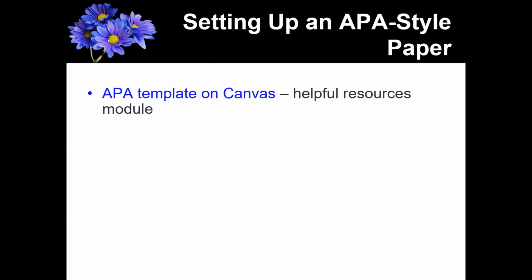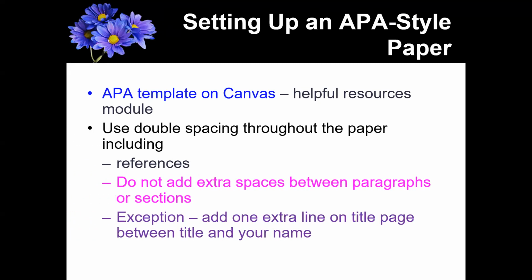So there's a template you can use on Canvas. It's a PDF, so you can't just retype it, but you can look at that and follow it exactly to make your title page and all that stuff. So a few things. Double spacing should be used throughout the paper, including your references. Make sure you set it to double spaced. And again, including your references.